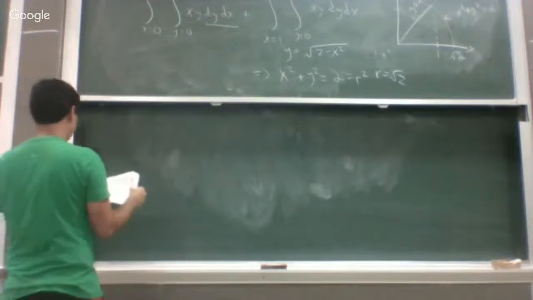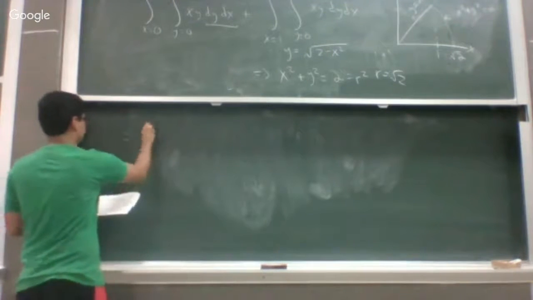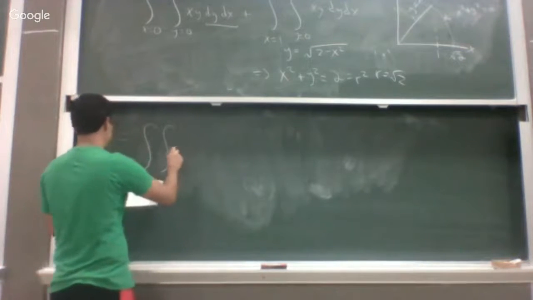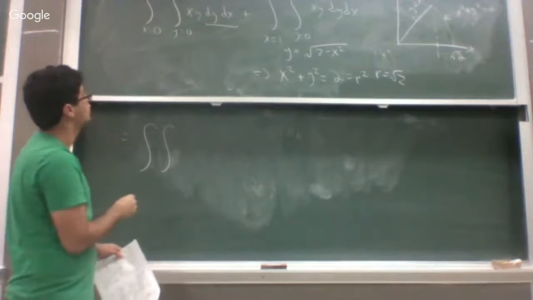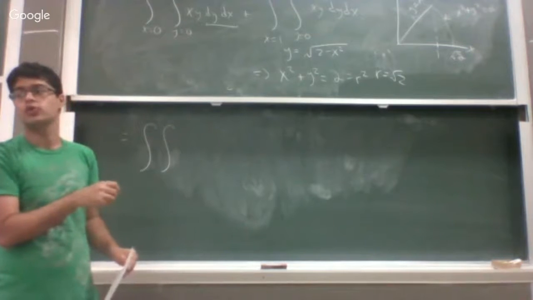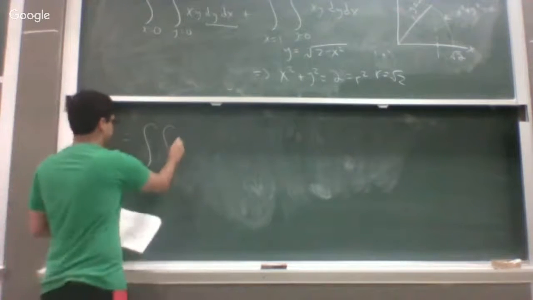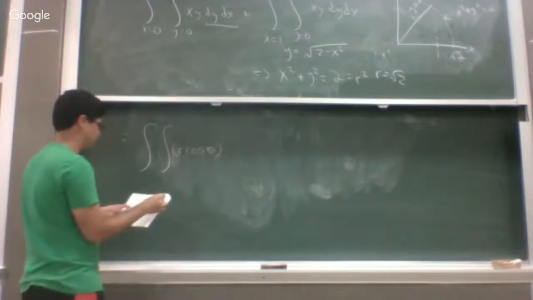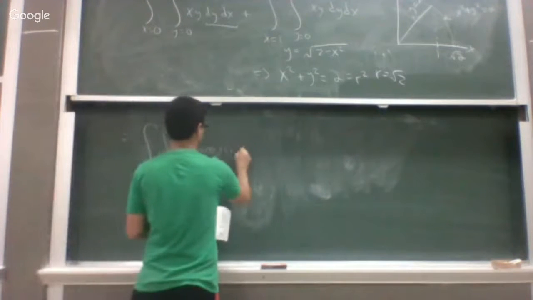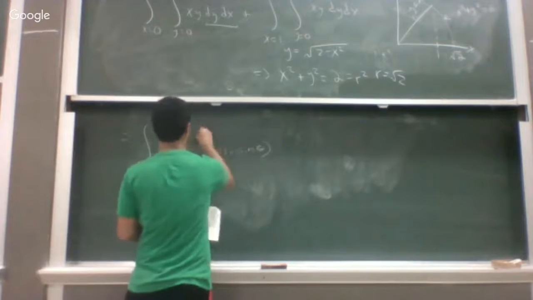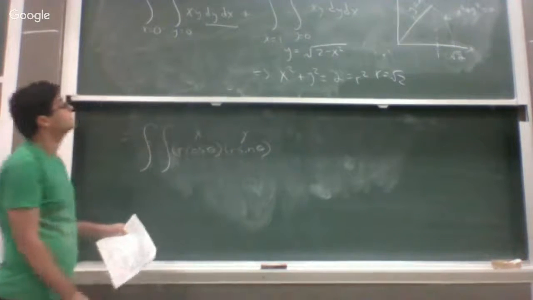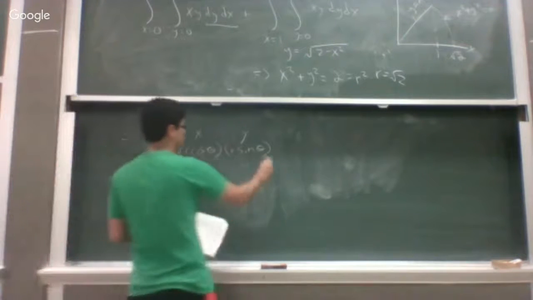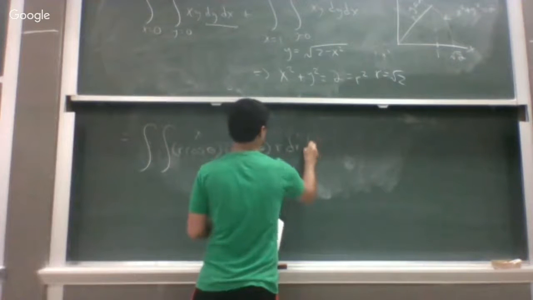The second part is to convert it into polar coordinates. So our function is x times y. What is x equal to? r cosine of theta. What is y equal to? r sine of theta. And then what is dy dx equal to? Yep, r dr d theta.